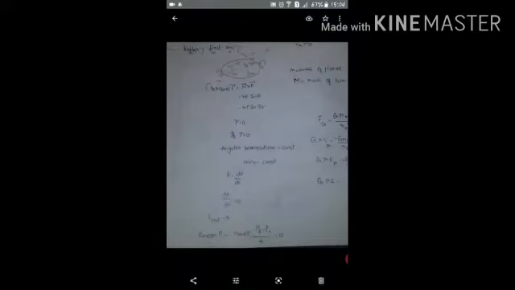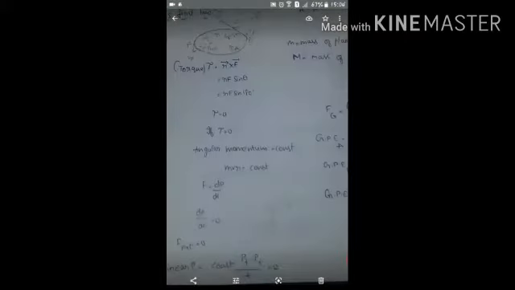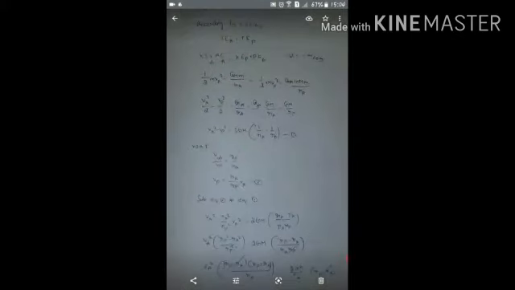Here we know that F is equal to dp by dt. Here dp by dt is equal to 0. Therefore F net is equal to 0. Then linear momentum P is equal to constant. Then according to the law of conservation of energy, total energy at apogee is equal to total energy at perigee. Total energy at apogee we can write as kinetic energy at apogee plus potential energy at apogee. Total energy at perigee we can write as kinetic energy at perigee plus potential energy at perigee.